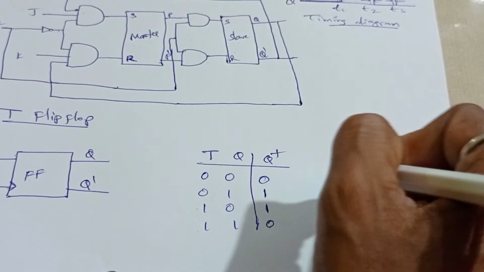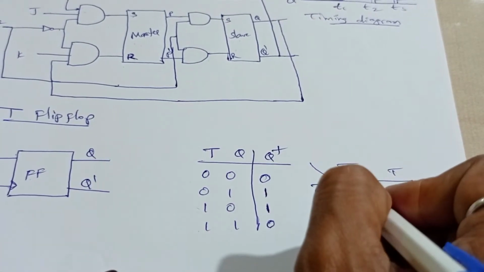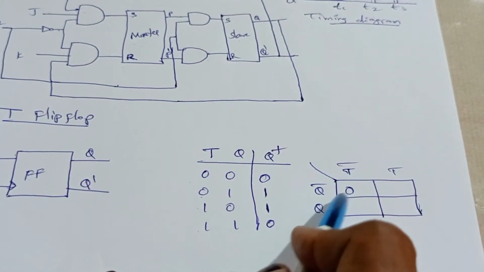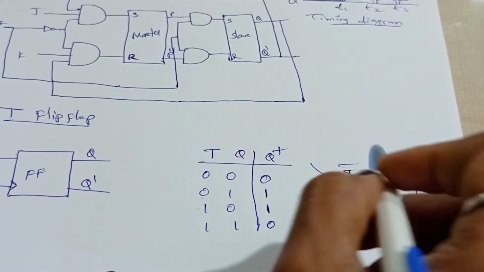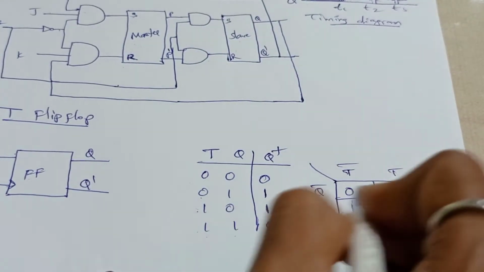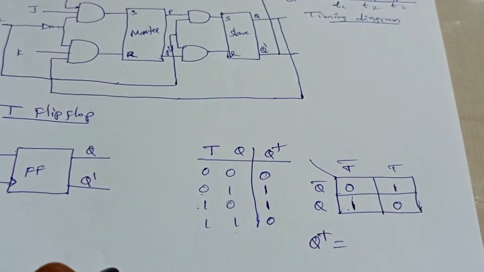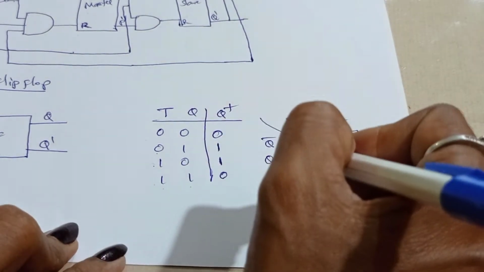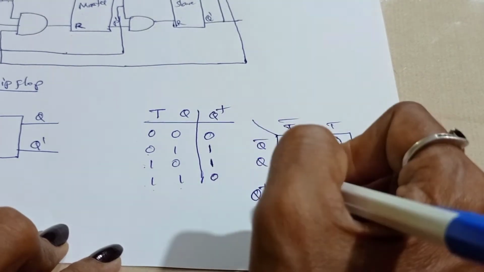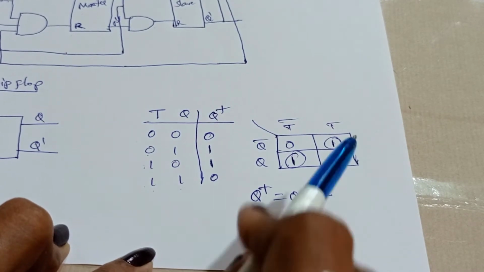T bar T, Q bar Q. 0 0 0. Okay. T is 0, Q 1. When T is 1, Q 0. 1 1, it is 1 1 0. Now the characteristic equation: Q plus is equal to Q T bar plus Q bar T.